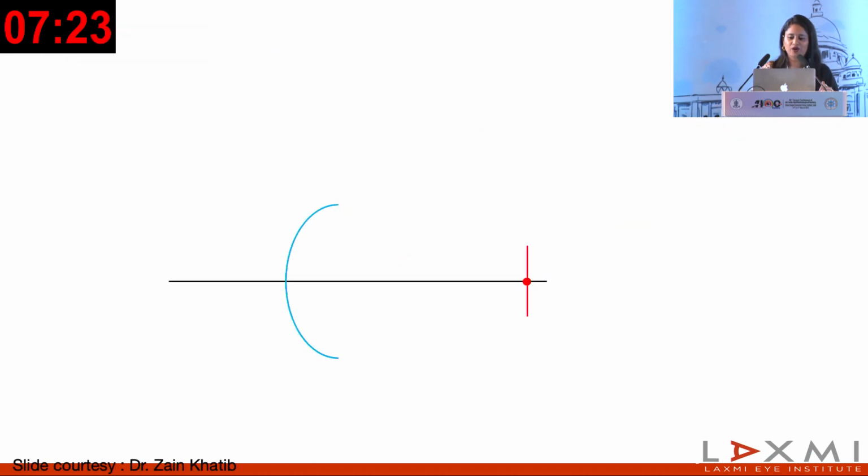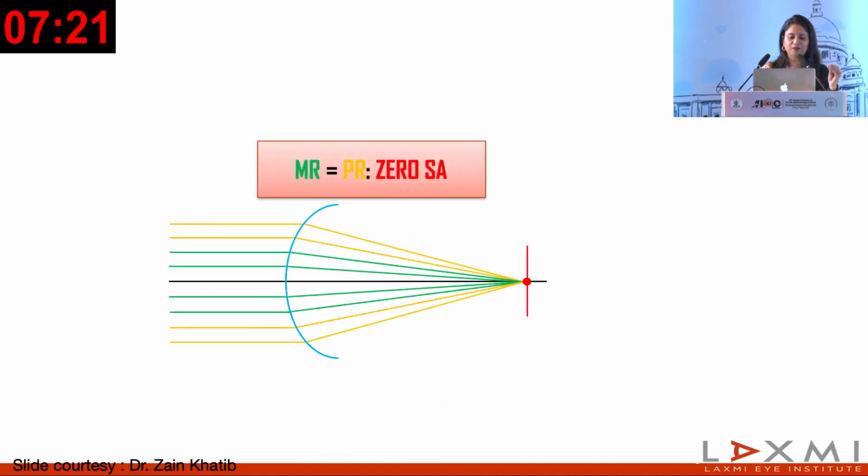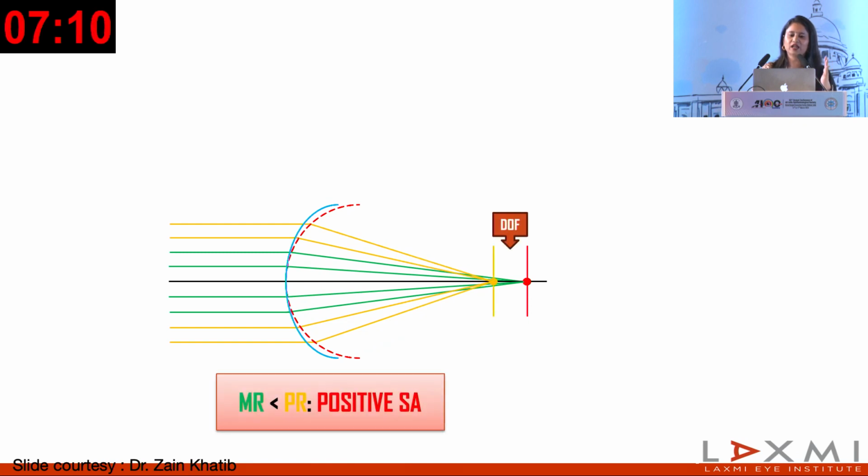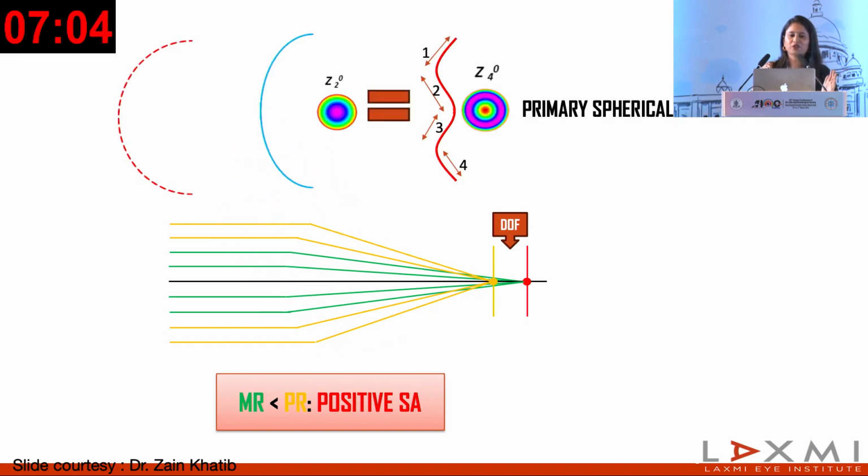Now let's see how. If the marginal ray is going through the same plane as the peripheral ray, it's going to give you zero spherical aberration. The wavefront is going to be flat. But if the central or the marginal rays are flatter than the peripheral rays, it's going to increase the depth of focus. This kind of modulation, the primary spherical aberration, is what most lenses are employing now.